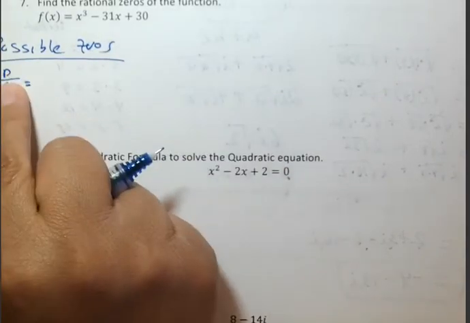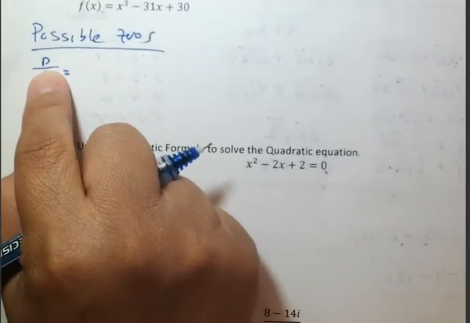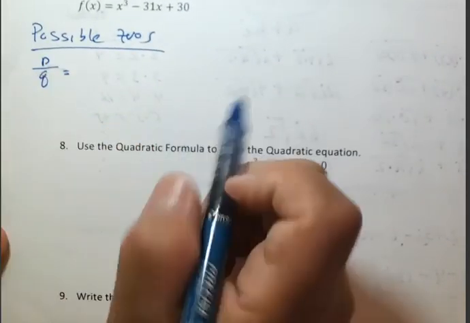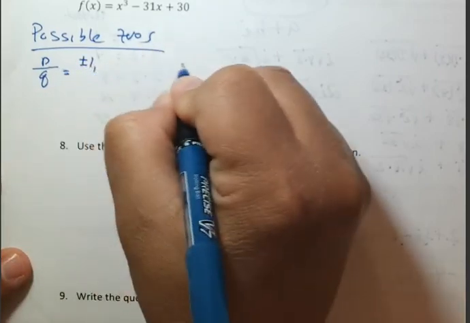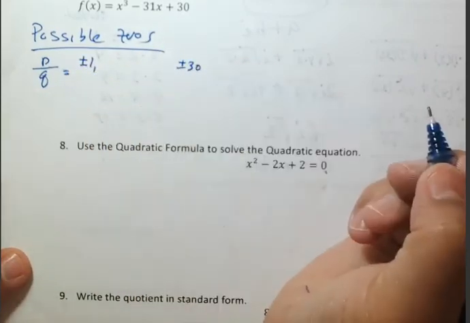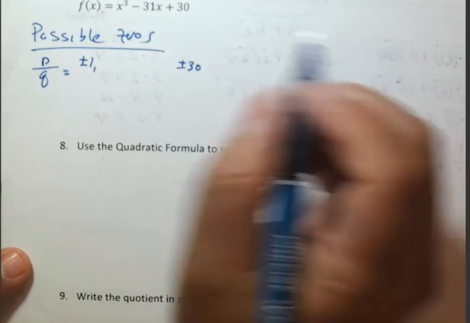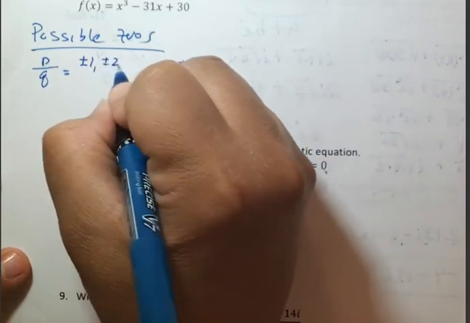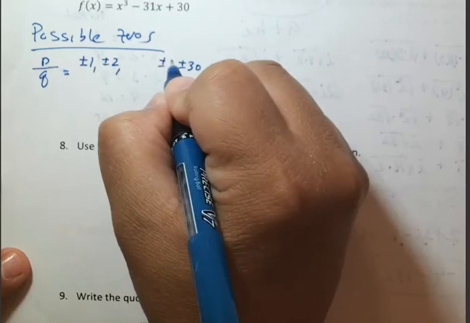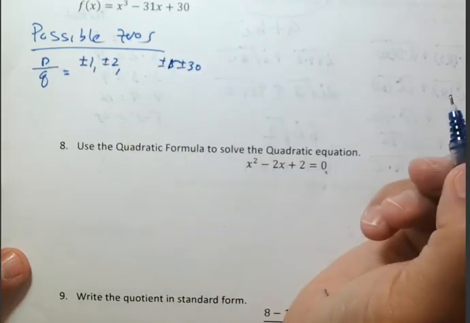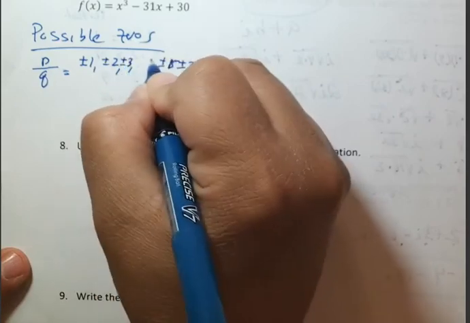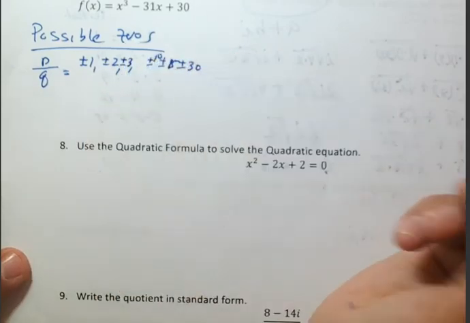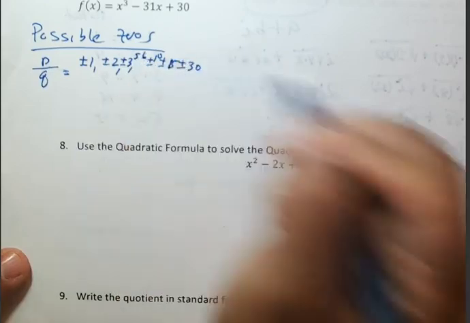So p is the factors of your constant. Your constant is 30. So my factors are plus or minus 1, plus or minus 30, because 1 times 30 is 30. Plus or minus 2, plus or minus 15, because 2 times 15 is 30. Plus or minus 3, and plus or minus 10, and 5 and 6.